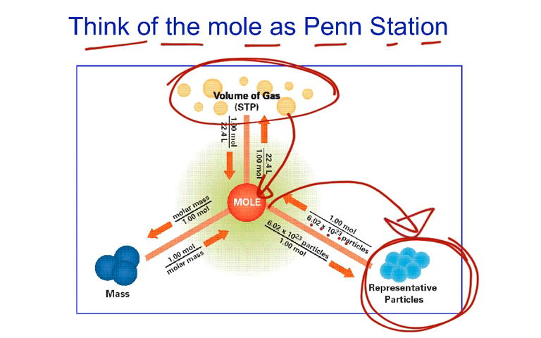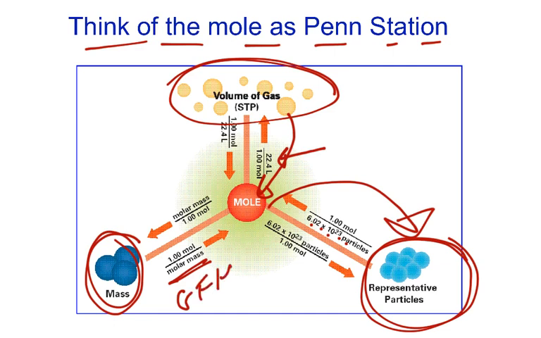You need Avogadro's number right here. If you're dealing with volume, you need this number right here, 22.4 liters. If you're dealing with mass of stuff, you need the molar mass, also known as the GFM. So you can go anywhere. You can go from this guy to this guy, this guy to this guy. It's very, very flexible.